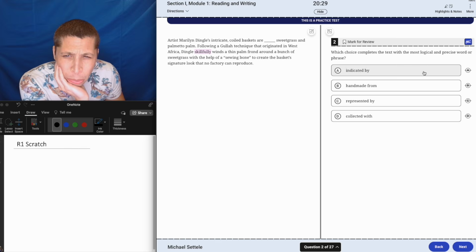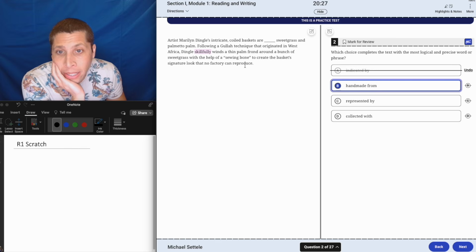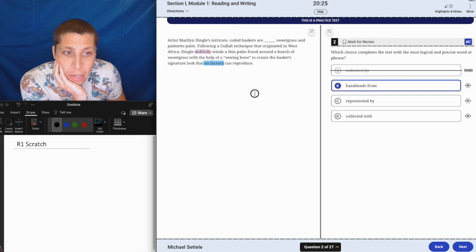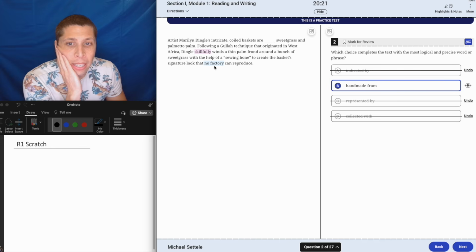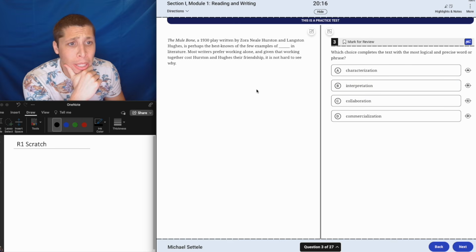Are indicated by sweetgrass? No. Are handmade? Yeah, because no factory can reproduce it. Are represented by? No. Collected with? No. Yeah, I didn't think this was important, but that's what it's doing. I think I've seen that question too.